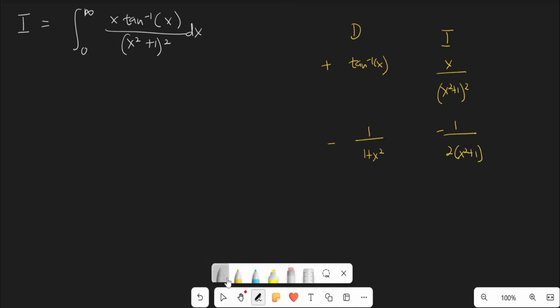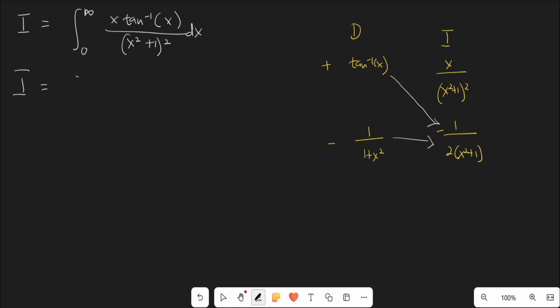And now what we normally do, when we multiply terms diagonally, there is no integral. We are done with the integration, but when we multiply terms horizontally, we have to take the integral. I is going to be equal to the integral, so multiplying terms diagonally, that is going to be negative the tan inverse of x, divided by 2 into x squared plus 1. Right, we are done with the integration.